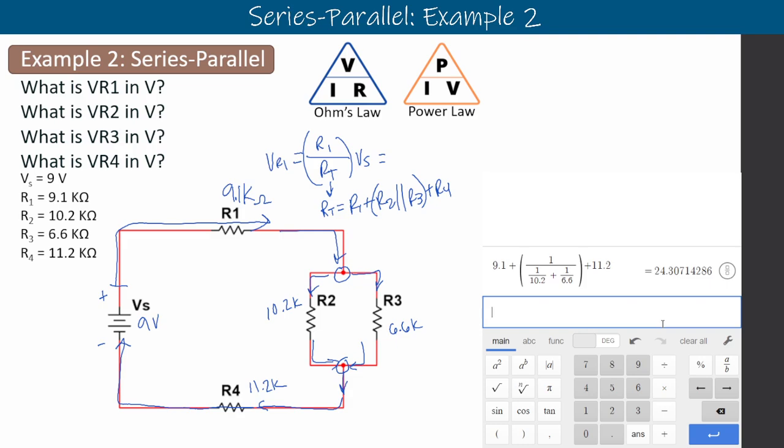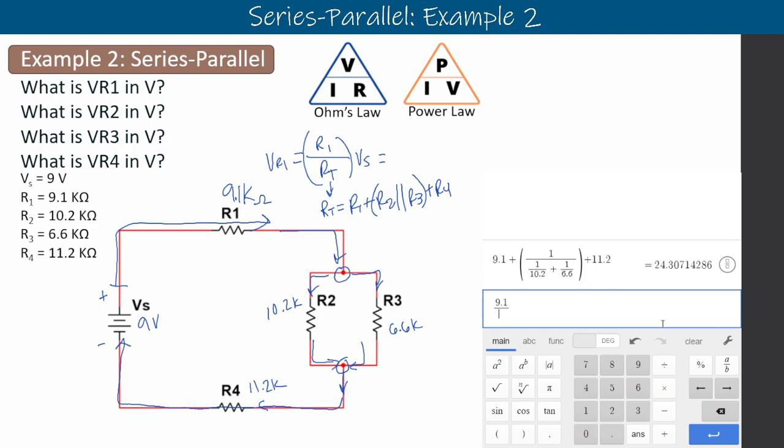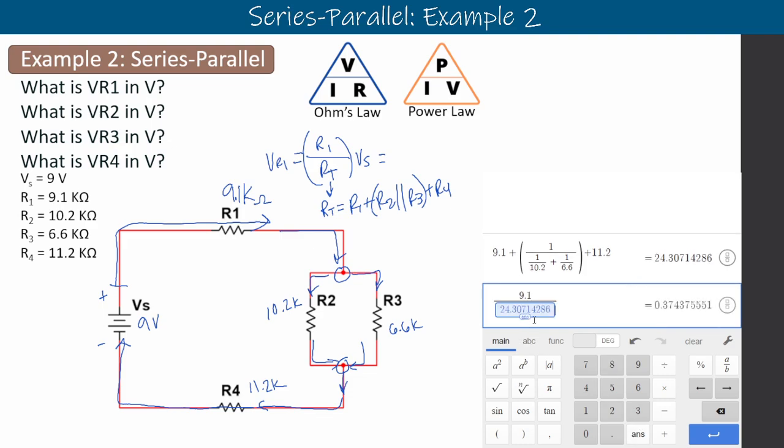We'll send that out and we'll plug into our voltage divider equation. We want to put R1 on top, so that's 9.1 divided by the answer we just got for our total resistance. Those two are both in kilo ohms, so they'll cancel each other out. And then we'll multiply by our voltage source value of 9 volts. So now we know that the R1 resistor is going to get 3.37 volts.